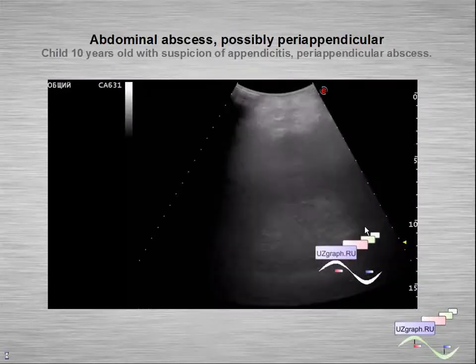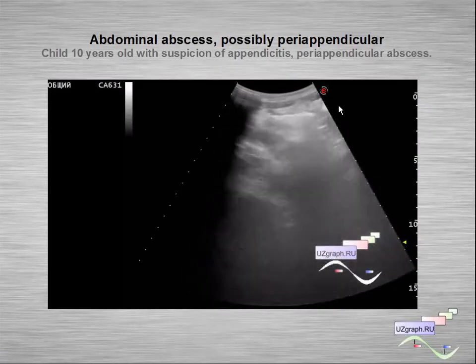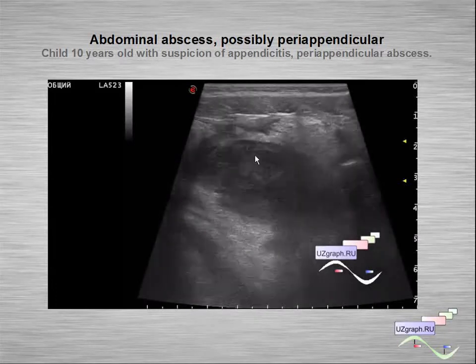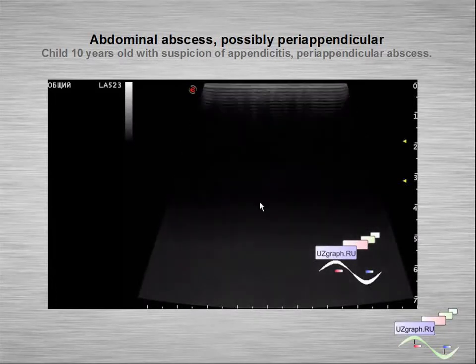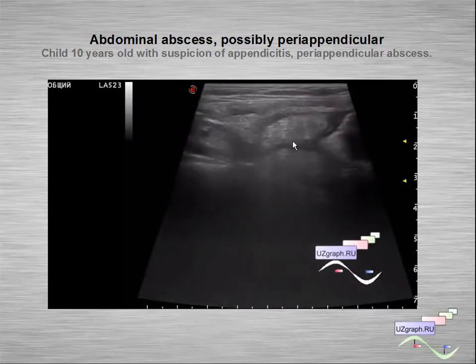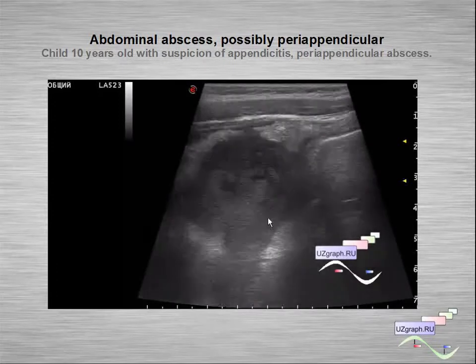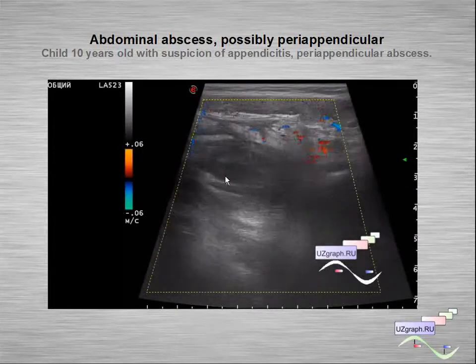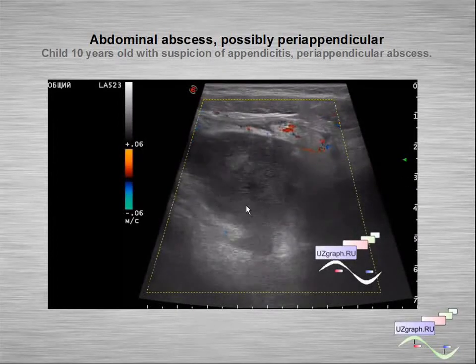And this one is an abscess in the pelvis, possible periappendicular abscess. We can see fluid, hypoechoic content surrounded by omentum.